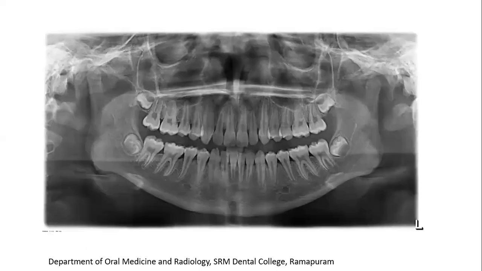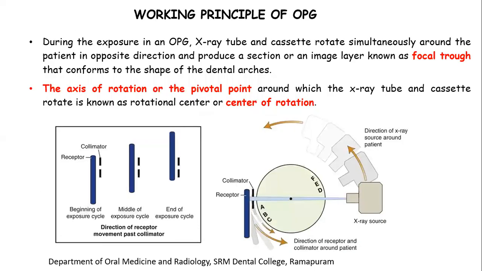So this is an orthopantomogram. As you can see, both the maxilla and mandible are visualized in a single radiographic film. So what is the working principle of an OPG? During the exposure of an OPG, the X-ray tube and the cassette rotate simultaneously around the patient in opposite directions and produce a section or an image layer, which is known as the focal trough layer, that conforms to the shape of the dental arches.